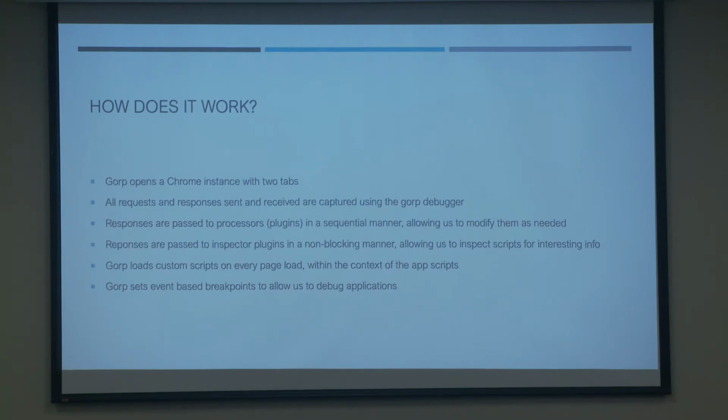So anyways, how does it work? It's basically a Go-based application that opens a Chrome instance with 2 tabs. All requests and responses that are sent and received are captured using the Gorp debugger. So it's a debugger engine written in Go. So once a response is received, those are passed to processors, which are actually plugins, in a sequential manner. They're also sent to this other plugin type called inspector in a non-blocking manner.